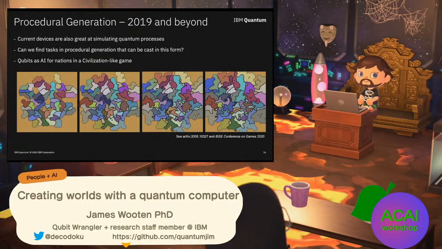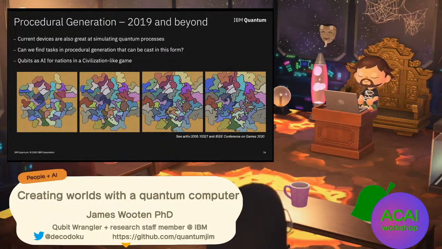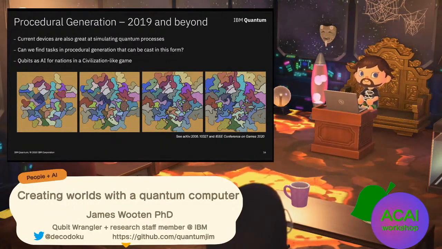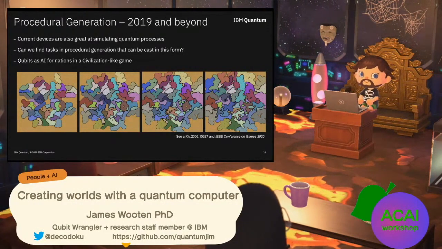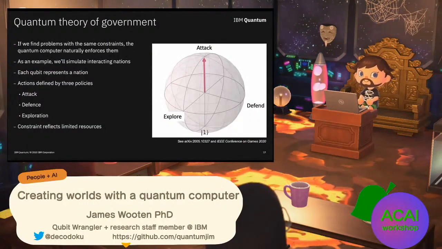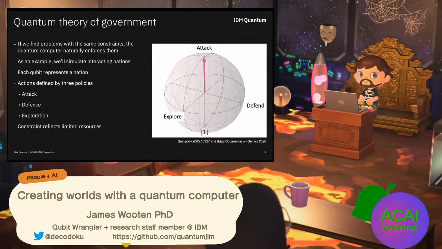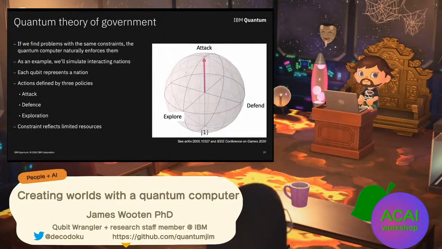So specifically, I thought of a civilization-like game. In Civilization, you've got a bunch of basically cities that suddenly decide at the same time they're going to start building nations, and they start interacting with each other. And I thought then to take the qubits of a device and use them to be the government of that nation, to encode different types of policy of the nation, like how aggressive it is or defensive it is, in different parts of the degrees of freedom of a qubit.